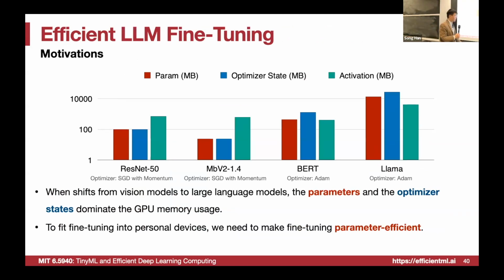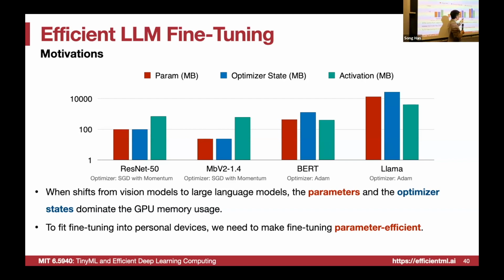Before jumping into that, let's talk about some differences compared with what we learned in the last lecture. In the last lecture, we mostly focused on fine-tuning vision models. In vision models like ResNet-50 or MobileNetV2, you can see the parameters, the optimizer state, and the activation, assuming they are using SGD with momentum. So we have only one copy of the optimizer state, which is of the same size as the parameters. The activation is much larger. This is the log scale. The activation is much larger than the weight. Similar for MobileNet.